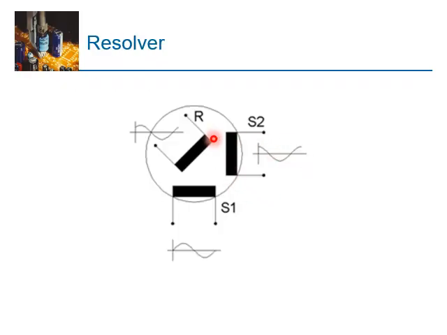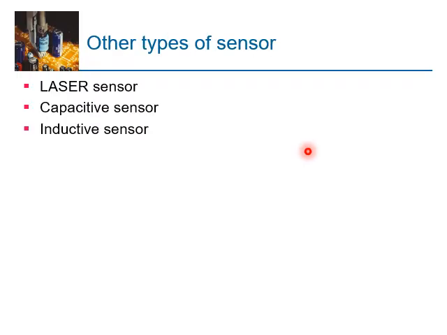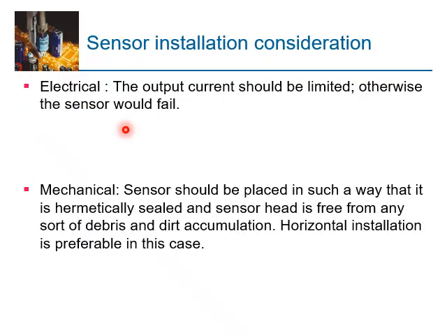This is a resolver. A resolver is something like an encoder, but what it gives you is a continuous analog measurement of the rotation, not like pulses. It will give you a continuous sinusoidal wave. Other types of sensors include laser sensor, capacitive sensor, and inductive sensors, as mentioned here.